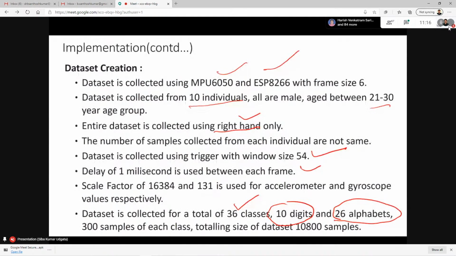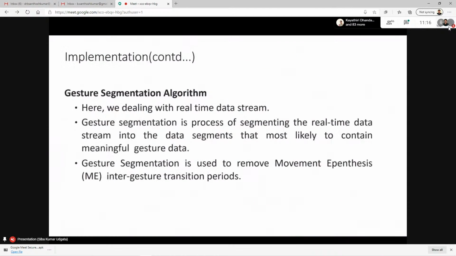Then for each alphabet, for example A, there are 10 individuals who write A some 30 times, so there are 300 samples of each class. So what is the total data set? We have 10,800 samples: 26 alphabets and 10 digits, 36 classes, with 300 samples for each, collected from 10 different individuals using right-hand gestures only.